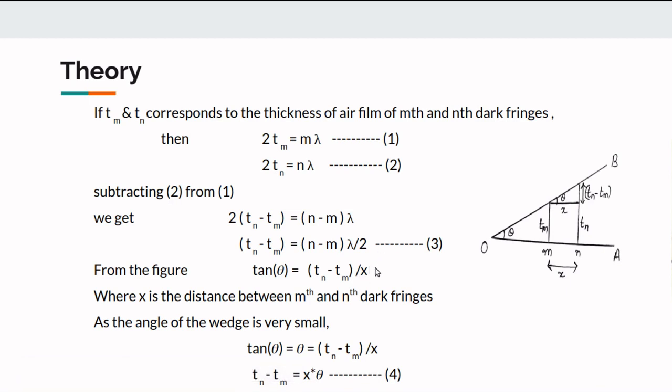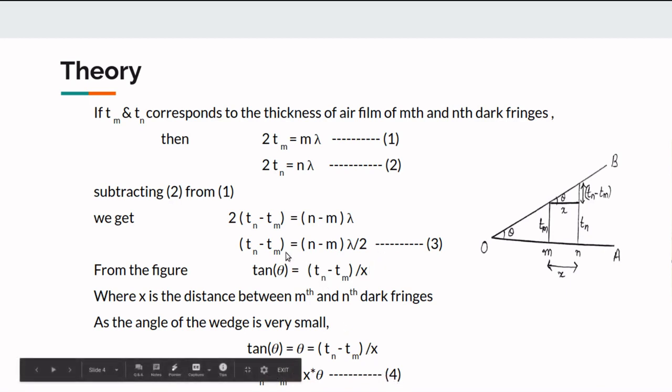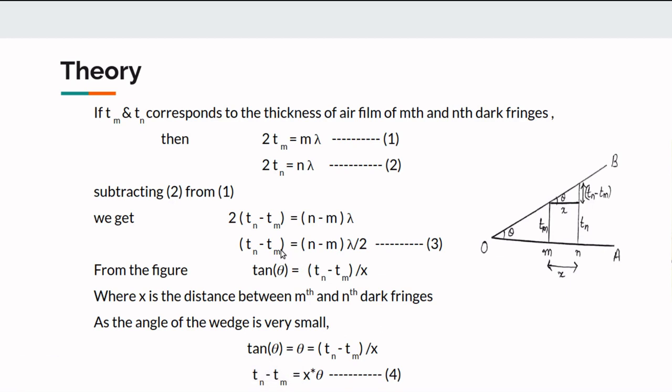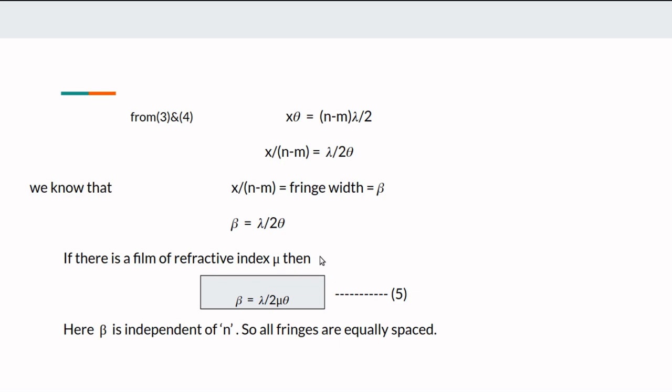If you observe equations 3 and 4, the left hand sides are Tn minus Tm. Therefore, as left hand sides are equal, right hand sides are also equal. From 3 and 4, we get x theta is equal to (n minus m) into lambda by 2, or x by (n minus m) is equal to lambda by 2 theta. This is the distance between the mth to nth ring, and x by (n minus m) indicates the distance moved by the number of fringes. This is nothing but the fringe width. This fringe width is denoted by beta. Therefore, in place of x by (n minus m), we can write beta.